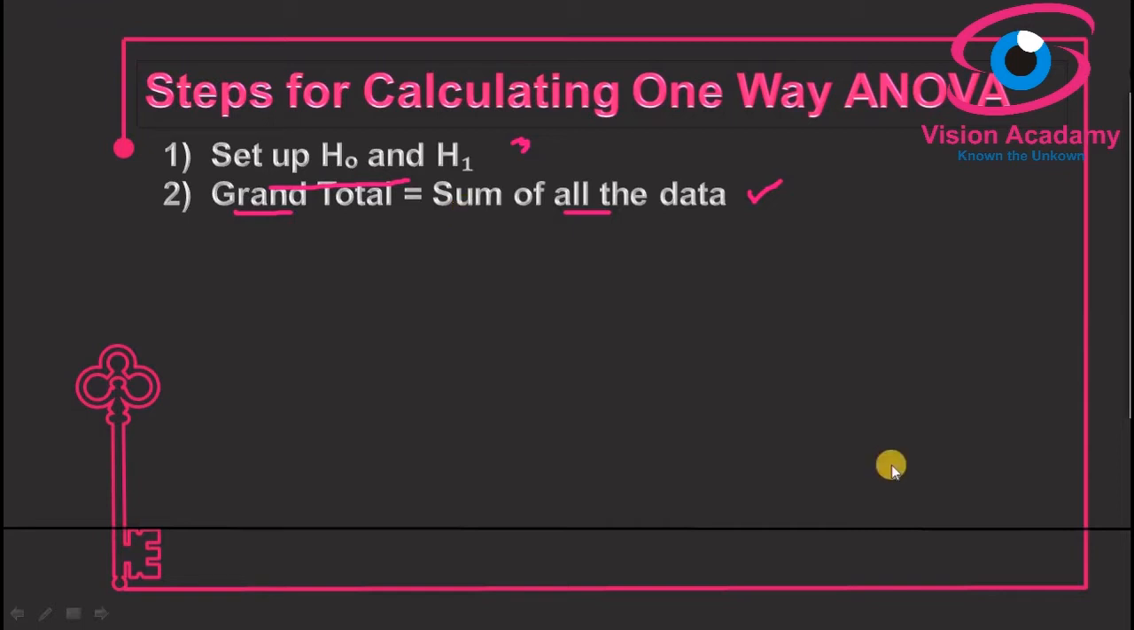And after finding the grand total, we also have to find out the correction factor. So correction factor is very simple. In the earlier step you have found the grand total, that is G. You need to square the G, that is, the grand total must be squared, then divide by the number of samples under consideration, then you will get the correction factor. So G square by N is the formula for calculating the correction factor.